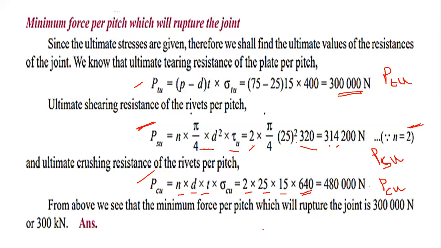So here from these three values, you have to identify the safe load, or minimum load, or least load. The least value of PTU, PSU, PCU is 3 lakhs. Here you can observe this one is 3 lakhs, this one is 3 lakhs 14,000, this one is 4 lakhs 80,000. From these three values, 3 lakhs is the least value. So this is the minimum force per pitch.